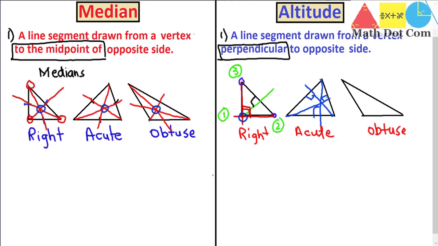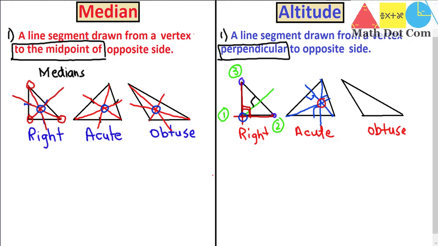So all these 3 line segments that are originating from the vertices are intersecting or cutting the opposite sides at 90 degrees. So they are meeting at which point? If I label it, this will be a point.